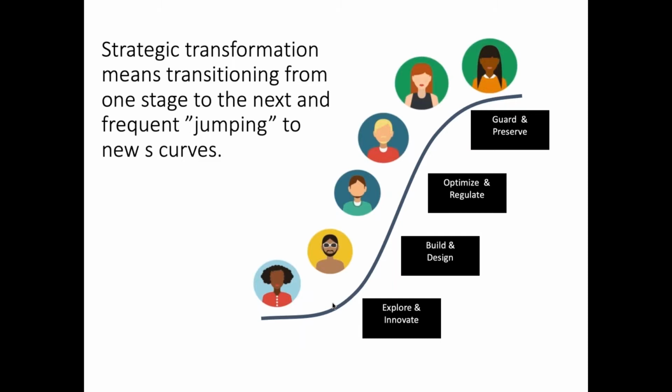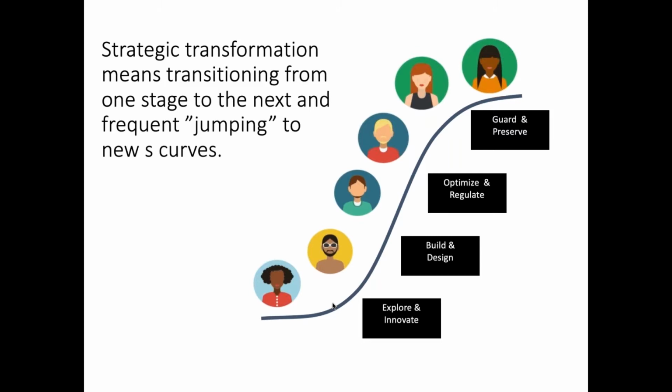So strategic transformation means transitioning from one stage to the next along one growth curve, and then frequently jumping to new S-curves. And each of us is best suited for a different phase of the S-curve. Some of us are really good at those earlier stages of transformation where we're exploring, we're innovating, we're looking for new opportunities. Others of us really kick in when it comes to build and design stuff. That happens to be where I kind of find myself.